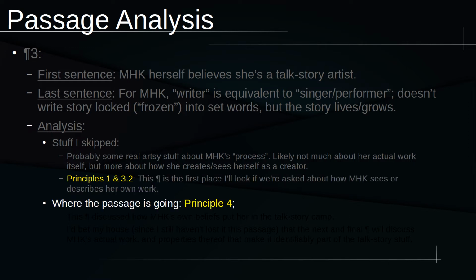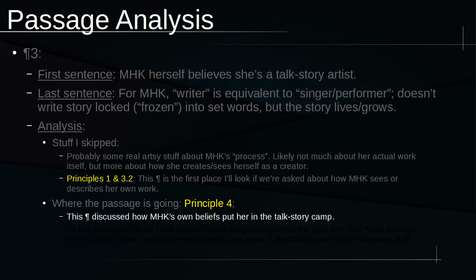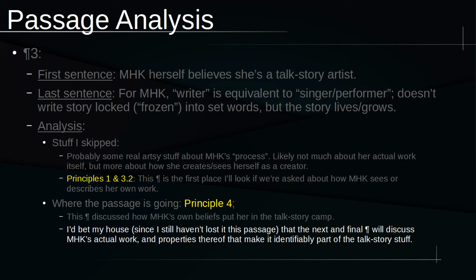And now to do our usual Principle 4 prediction magic with where the passage is going. So this paragraph discussed how MHK's own beliefs put her into the talk story camp. I had bet my house again, since I still haven't lost this passage, that the next and final paragraph will discuss MHK's actual work and the properties of that work that make it identifiably part of the talk story tradition. So my prediction was that we would talk eventually about not only what talk story is, but how exactly MHK is part of the talk story tradition. And they've kind of split it up here.